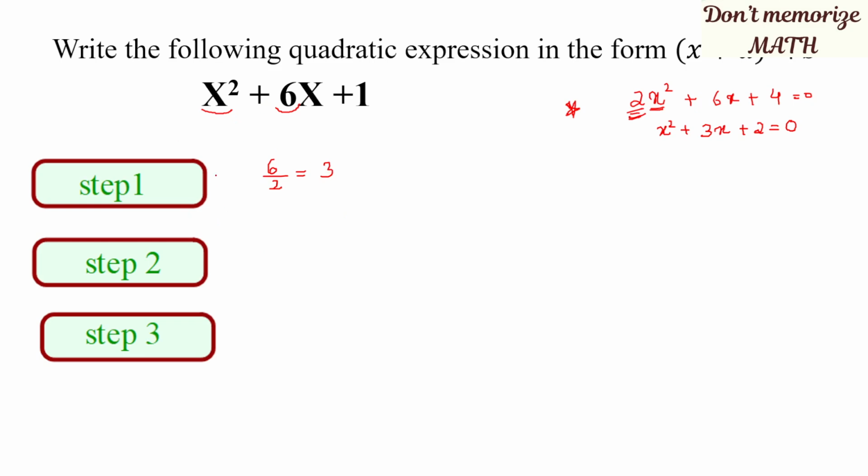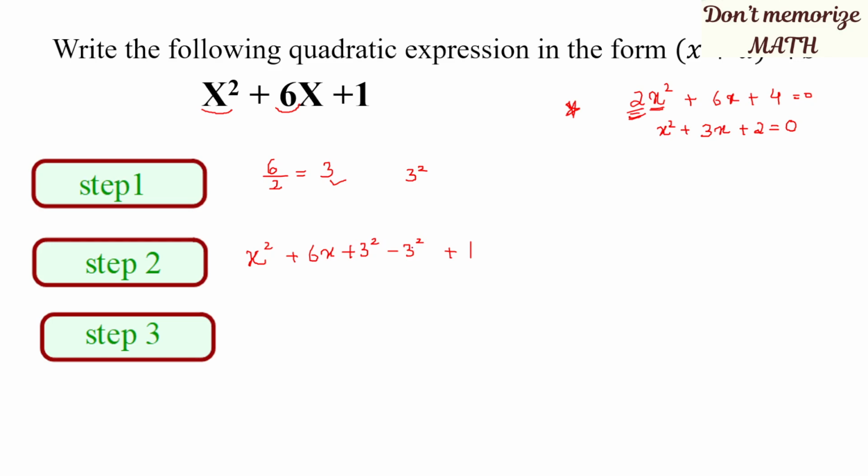So you got 3. Then step 2, write the same question, that is, x square plus 6x plus 1. Then we got 3 in the first step, square it. So we get 3 square. What you have to do is add 3 square and subtract 3 square. Actually 3 square minus 3 square becomes 0, so there is no change in the expression. That's why we are adding 3 square and subtracting 3 square.